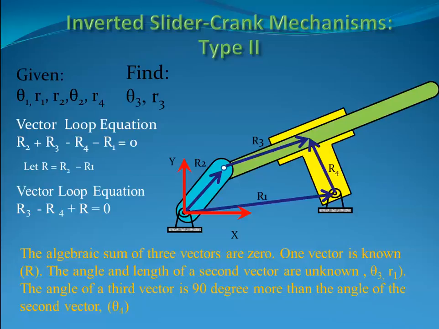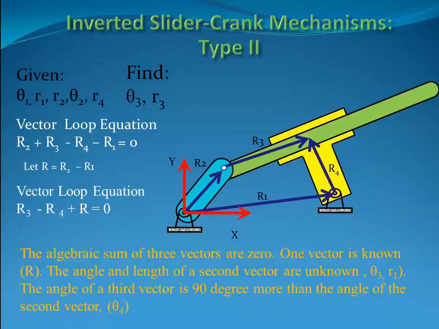Now, this is the fourth simple mechanism that we discussed. This is inverted slider crank mechanism type 2. The vector equation is reported here. If we introduce some vector and then substitute it in the vector loop equation, we arrive at the simplified vector loop equation.